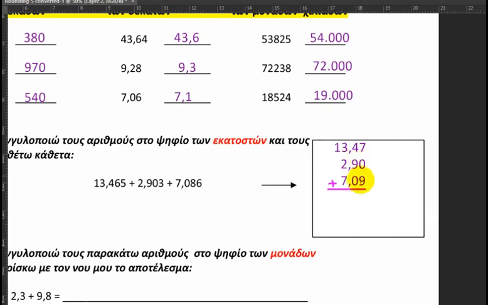So 7 and 0 and 9 will give us 16. Right, 6 and carry 1. 1 and 4 and 9 will give us 14. Right, 4 and carry 1. 1 and 3 and 2 and 7 will give us 13. Right, 3 carry 1. 1 and 1 will give us 2. The decimal point goes down. So we get 23.46.